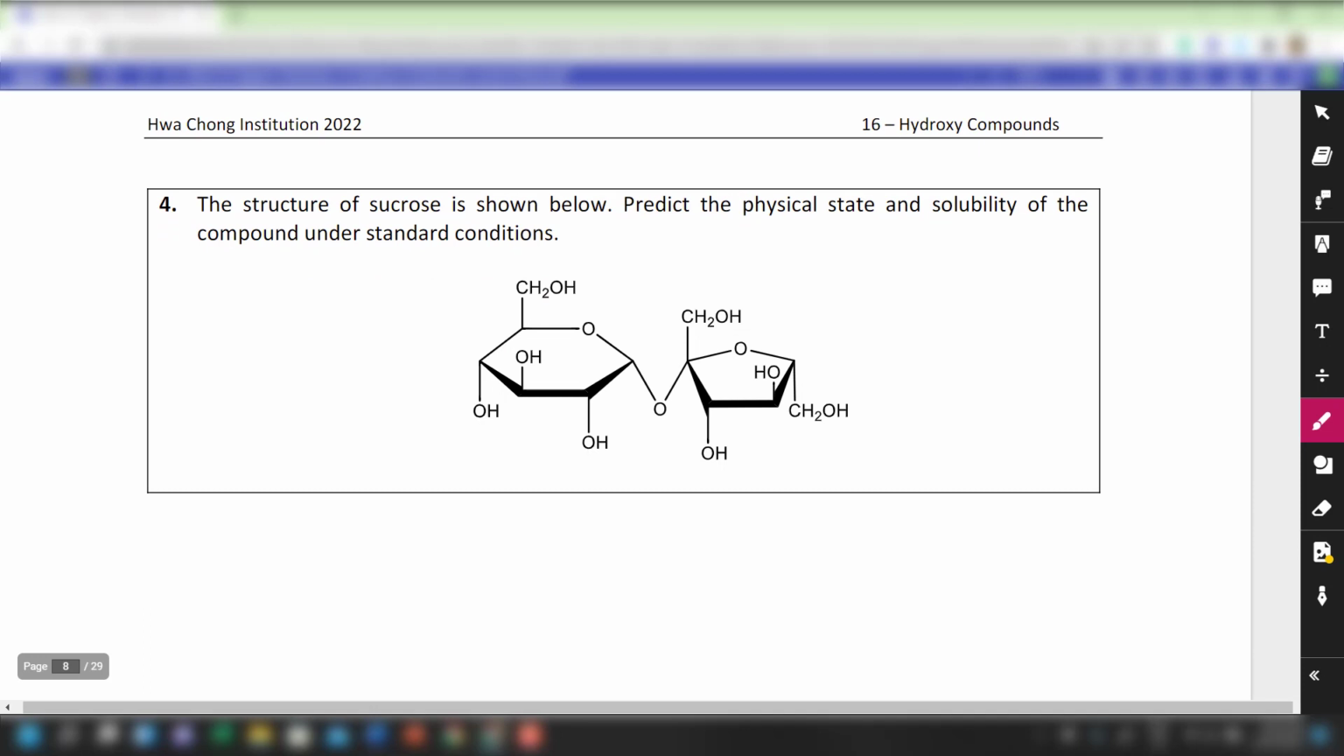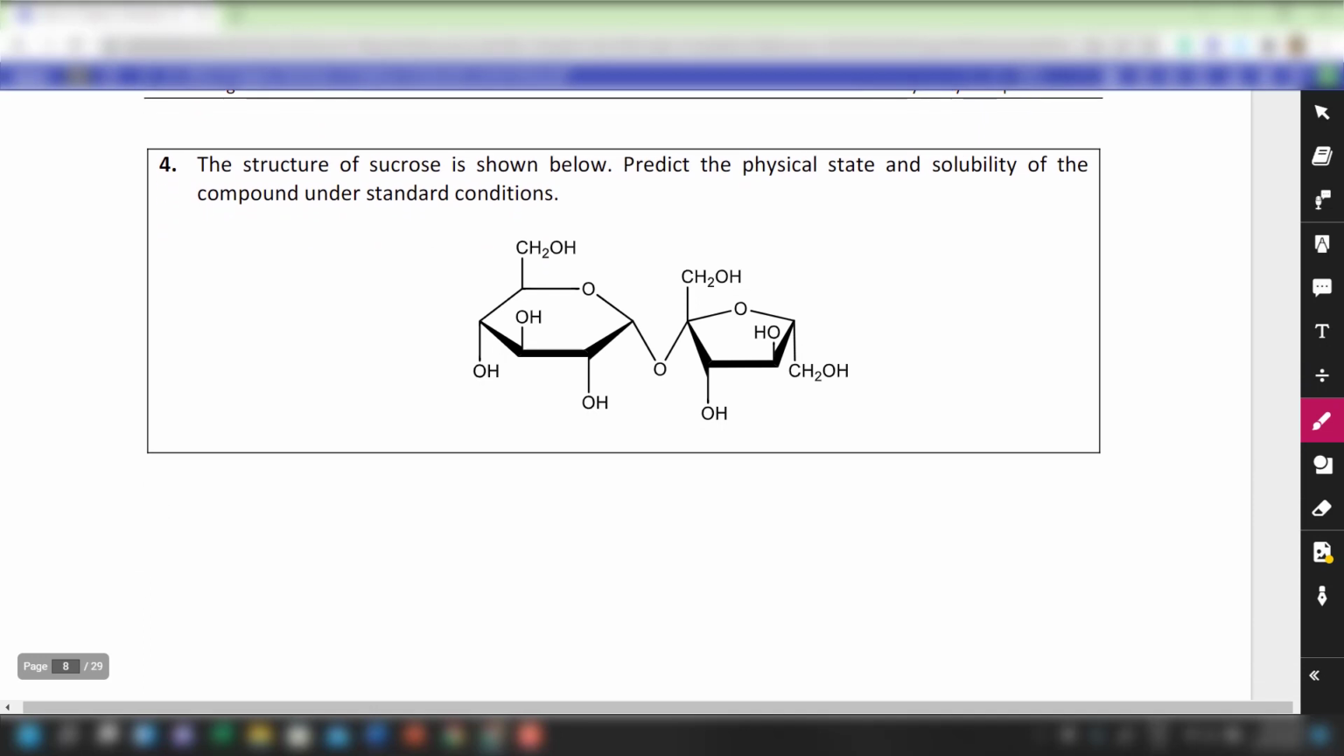Then finally, the last question for exercise 2.1, we have the structure of sucrose shown below. You're asked to predict the physical state and solubility of the compound under standard conditions. Number one, if you just do a quick count across, you notice that sucrose has a lot of carbon. You have about 6 carbon on the left, 4, 5, 6 carbon on the right, a total of 12 carbon. A lot of OH. If I just highlight 1, 2, 3, 4, 5, 6, 7, 8, so many OH.